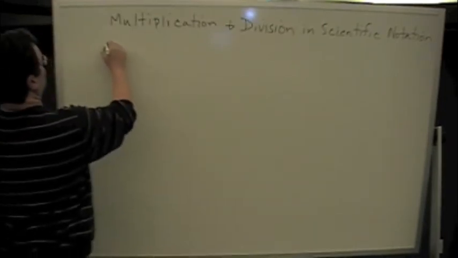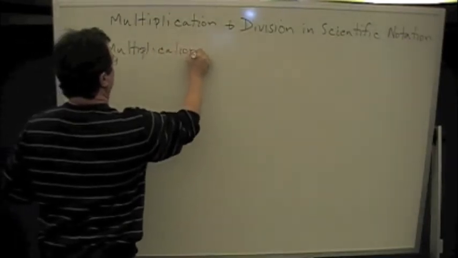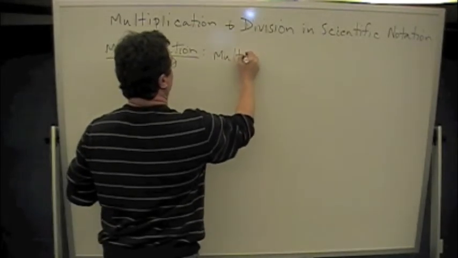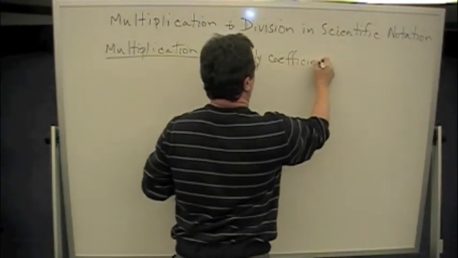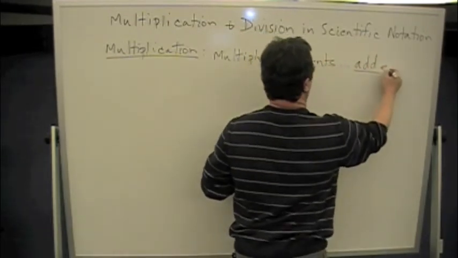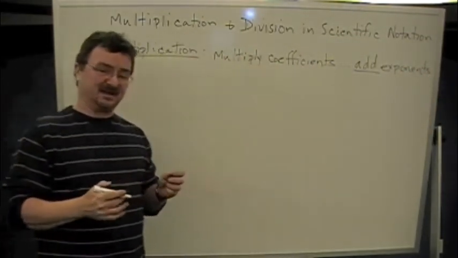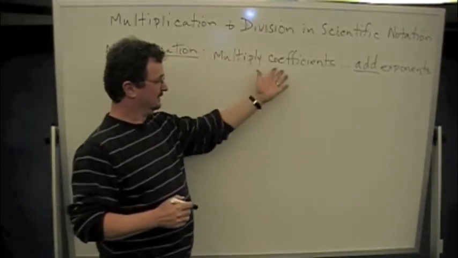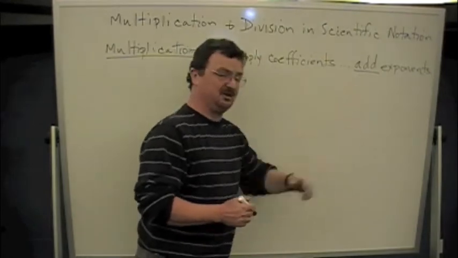Okay? For multiplication, all you have to do is multiply the coefficients, and add the exponents. And this is really the only reason in the last video I labeled coefficients and exponents, because it makes it easier to understand this rule. You multiply the numbers out front, the coefficients, and you just add the exponents.